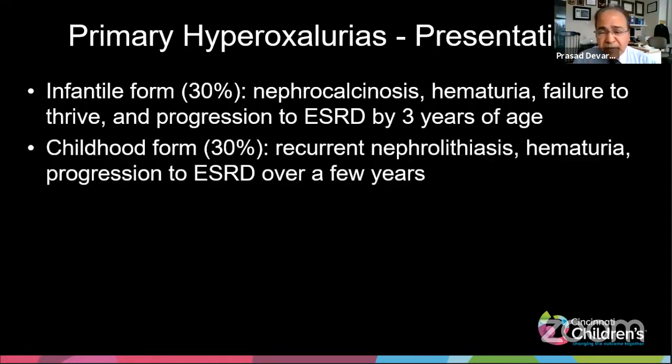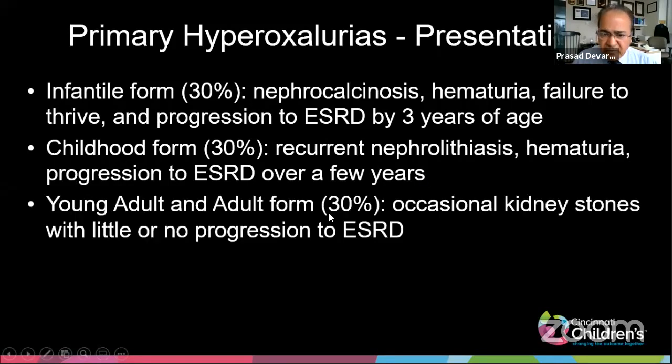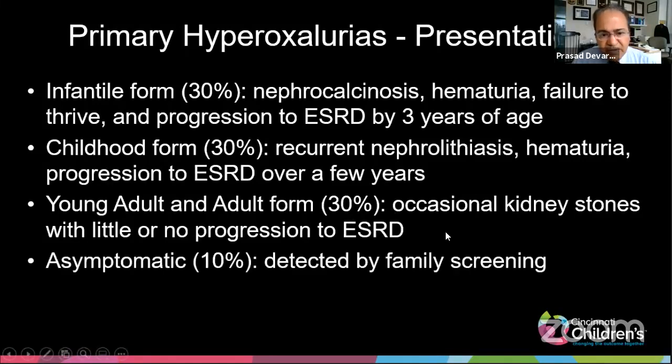The childhood form, they get kidney stones over and over and over again. They can also have hematuria, and they progress to end-stage renal disease a little slowly, but over a few years, most of them also progress. And then there's the young adult and adult form. They get occasional kidney stones, but they usually do not progress to end-stage renal disease. So when they present as young adults and adults, even patients with primary hyperoxaluria type 1 can be managed by just managing their kidney stones without having to worry about progression to end-stage renal disease.